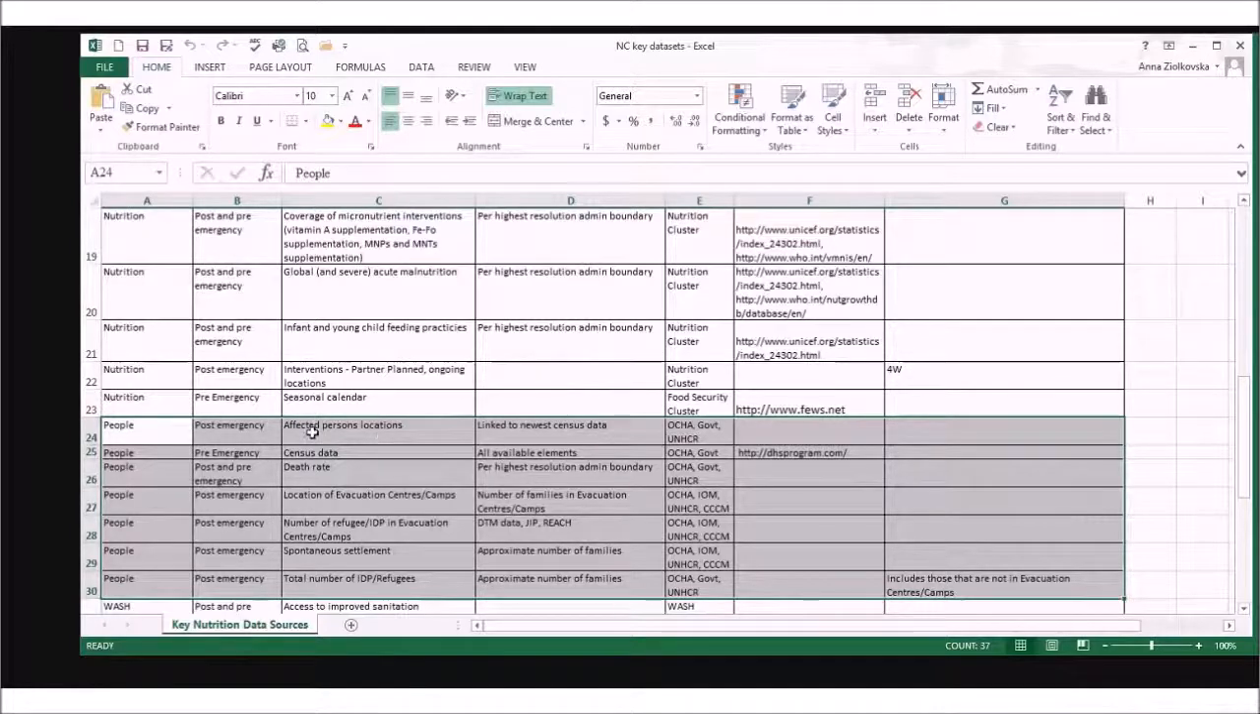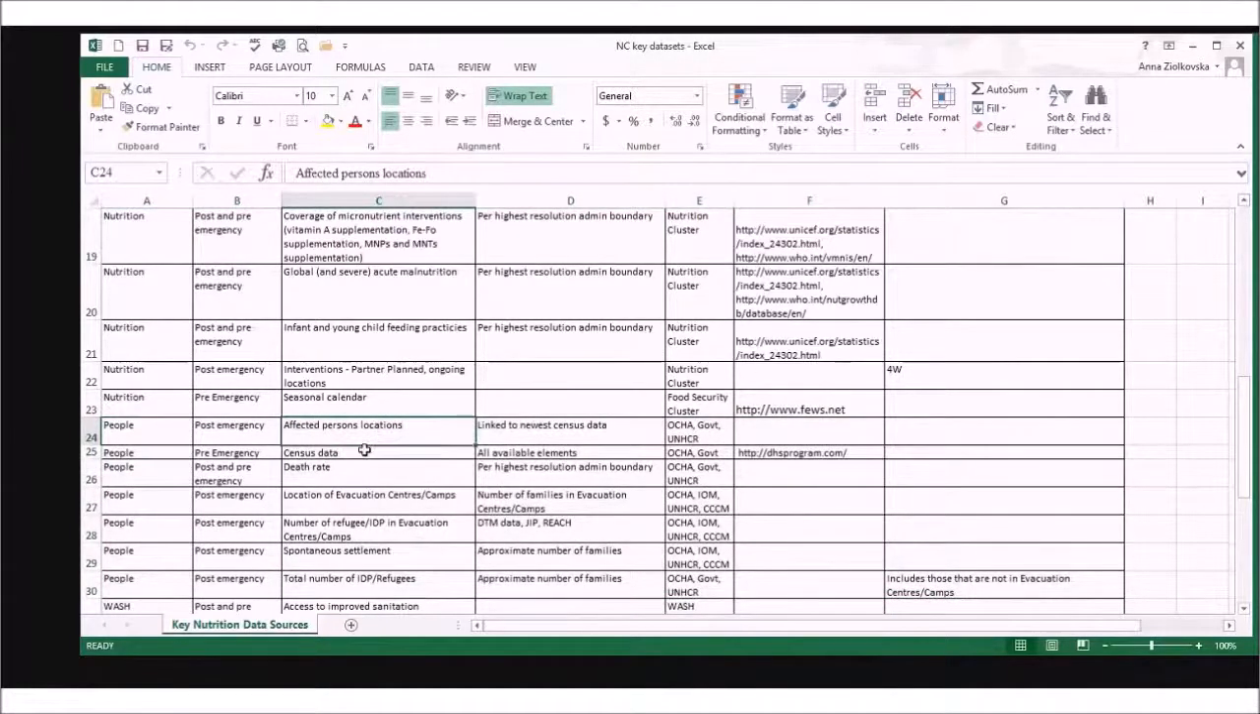So again, it's affected people, location, the latest census data, death rate or population growth rate, because you would need to project your census data from when it was done to the current year. However, often it's already done by OCHA, so you can just contact OCHA for the latest population numbers per admin level 2 or 3 or 4 or whatever they have.